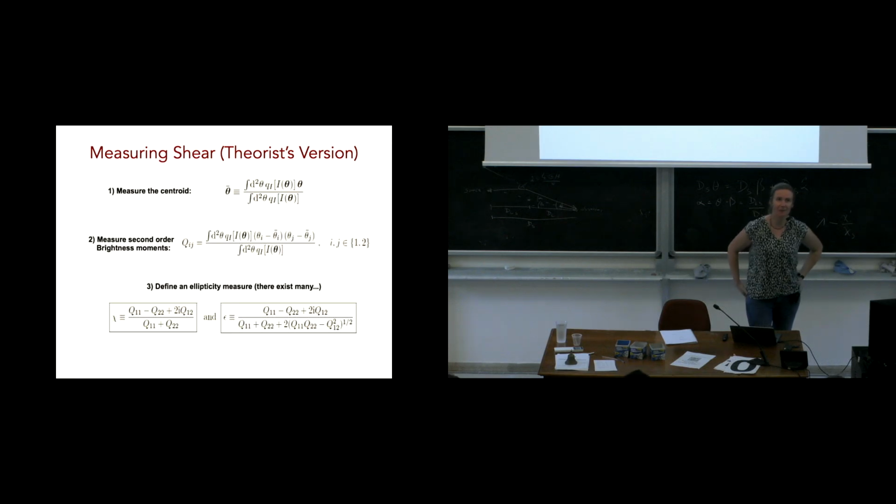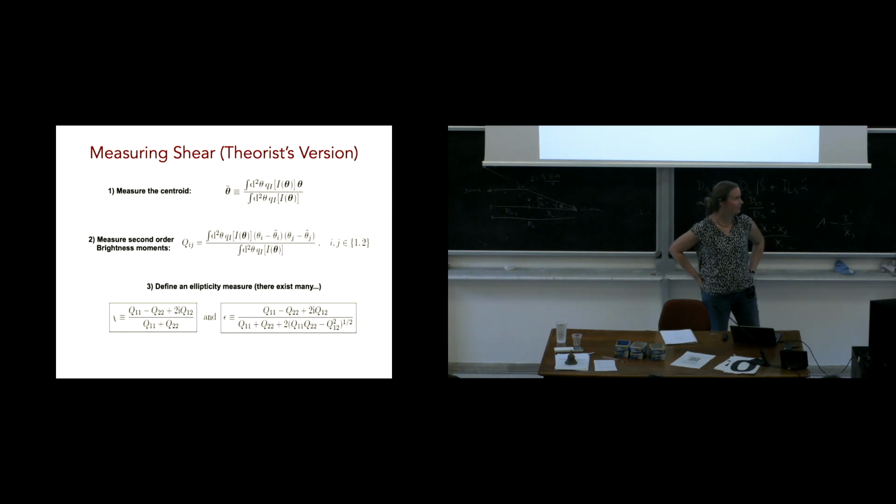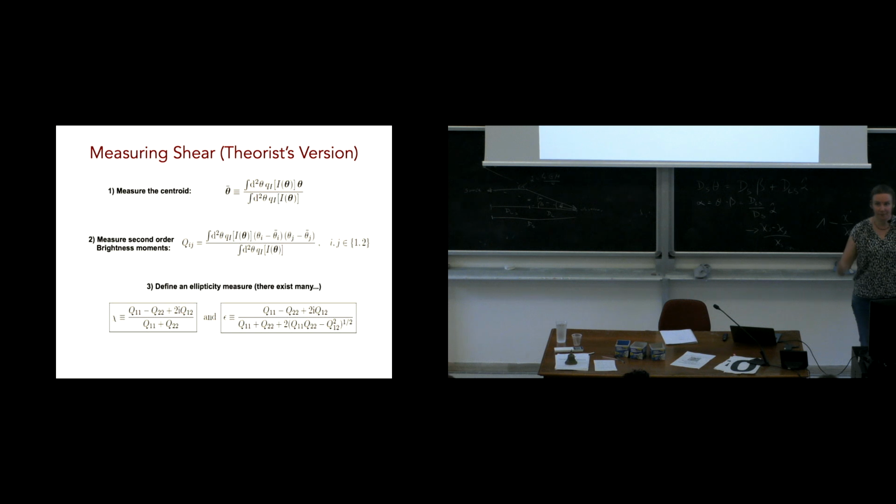Of course, the question is, how do we measure shear? And that translates to measuring the ellipticity of a galaxy. The first step is to measure the centroid. That means we will just take some integral or sum over the pixels that have been associated to a galaxy and find out the centroid position. And the next step, then, we can measure the second order brightness moments. That's again just a sum over pixel values.